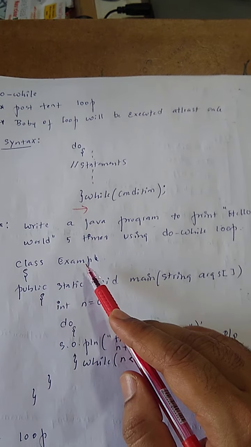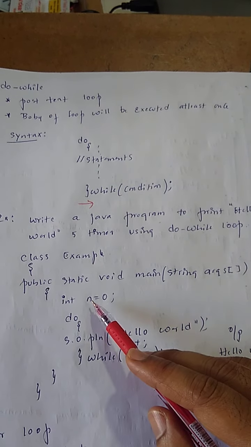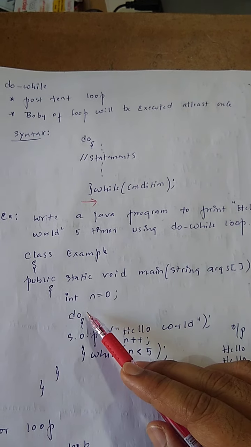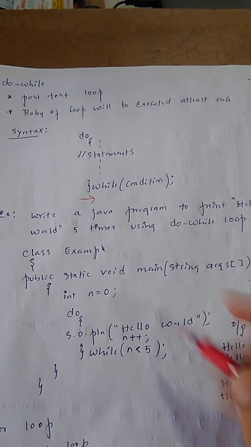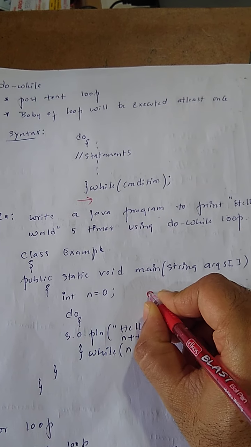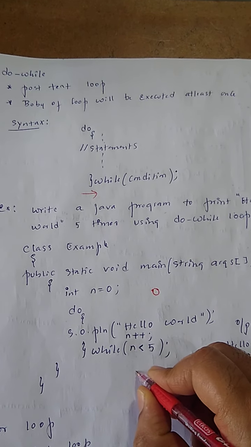So I've taken one class with the name Example, within which there is a public static void main. I've taken an n and initialized it to 0. I declared n and initialized it to 0. So the body will be executed the first time when n becomes 0. Next, n will be incremented and it is going to become 1.